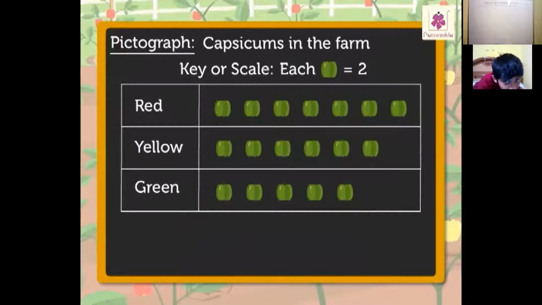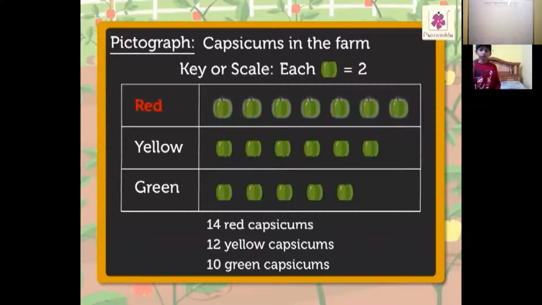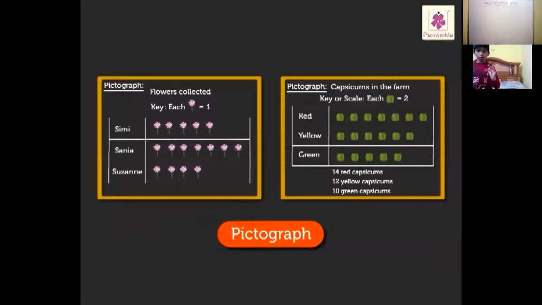Hence, from the pictograph, we can say there are 14 red capsicums, 12 yellow capsicums, and 10 green capsicums on the farm. From the information so obtained from the pictograph, we can say how many capsicums are there in all, whether red capsicums are more or yellow, and so on. Hence, we can obtain a lot of information from a pictograph. Hope it was fun to learn about pictograph.